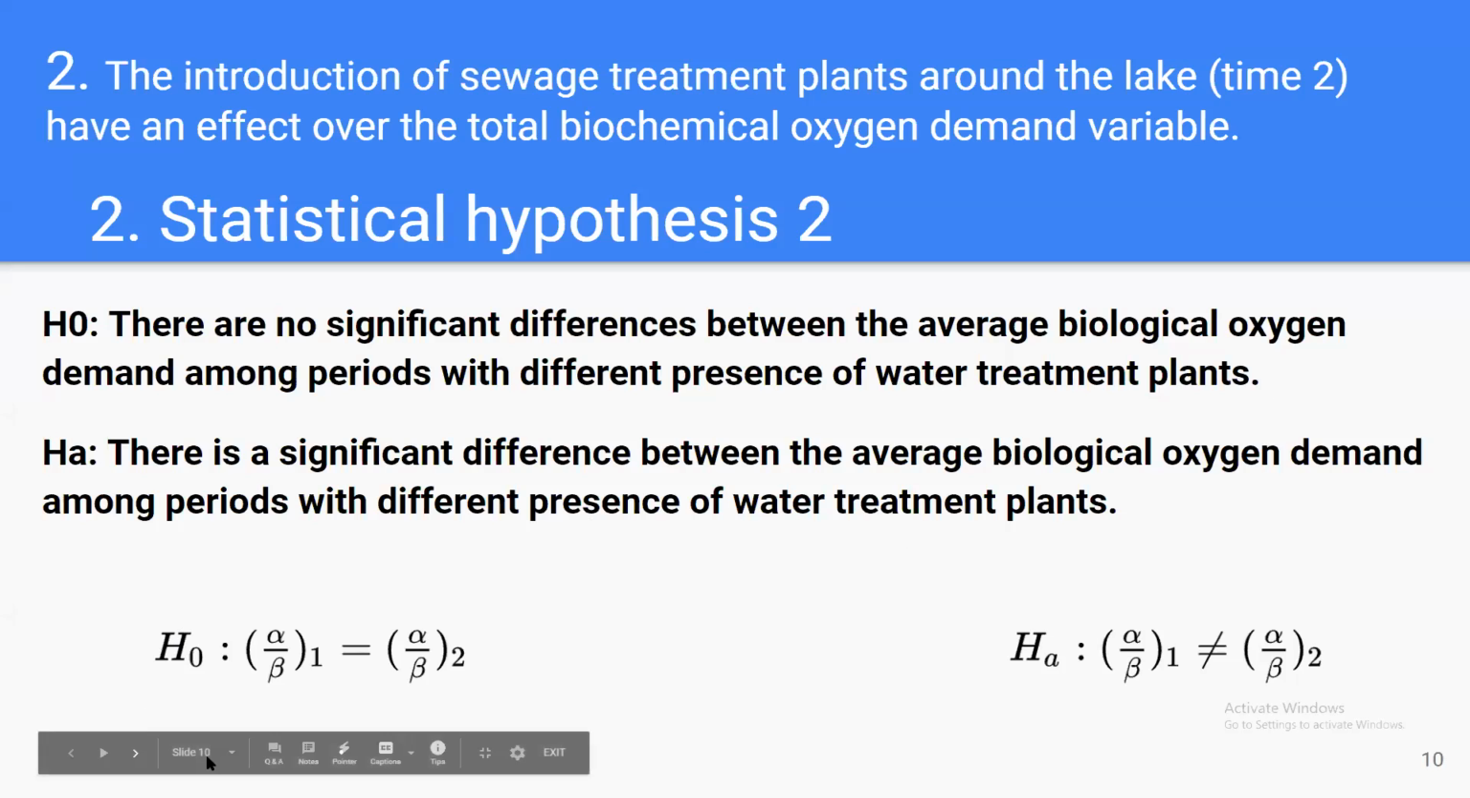So here we are in the statistical hypothesis number 2, the introduction of sewage treatment plants around the lake, the time 2, has an effect over the biochemical oxygen demand. And we have that for the null hypothesis, there are no significant differences between the average biochemical oxygen demand among periods with different presence of water treatment plants. And the alternative hypothesis says that there is a difference between the means.